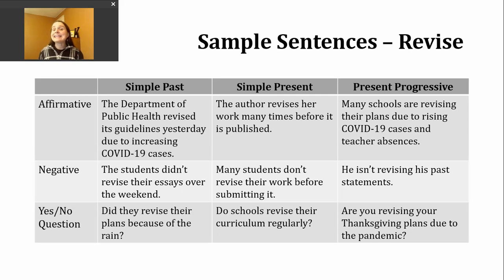If I want to make a negative sentence in the present progressive, I need to insert not after our be verb. Let's take a look at an example. He isn't revising his past statements. Here's the contraction form instead of is not. It would be fine if you said or wrote it that way.